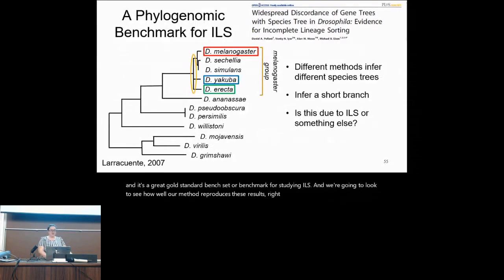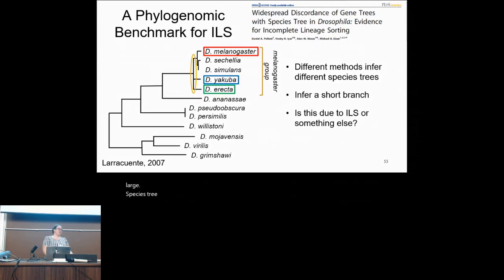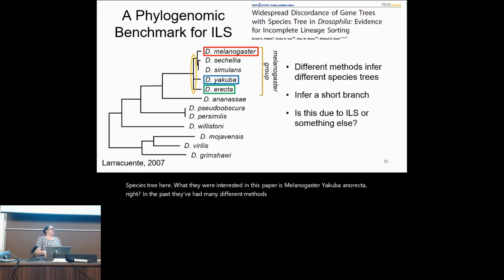So in this case, we've got a very large species tree here. What they were interested in in this paper is Melanogaster, Yakuba, and Erecta, right? In the past, they've had many different methods for inferring species trees, and they all kind of tended to conflict with one another. And there's thought to be a very short branch here indicative of the possibility for ILS, and they were interested in, was this ILS or something else?